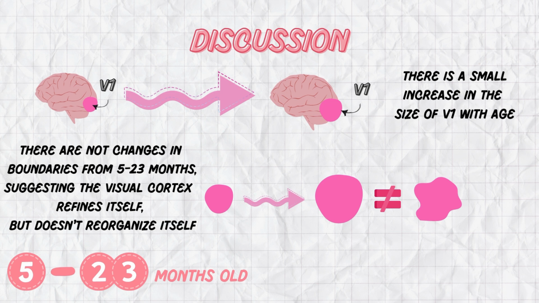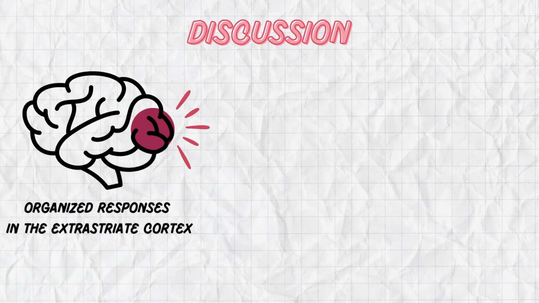While there was a small increase in the size of V1 with age, the general layout and boundaries of these areas did not change from 5 to 23 months. This suggests that during infancy, the development of the visual cortex might be more about refining and adjusting the existing structure rather than reorganizing it.